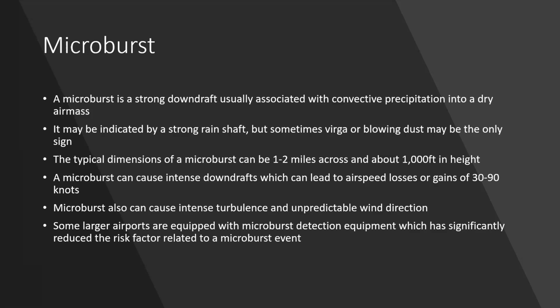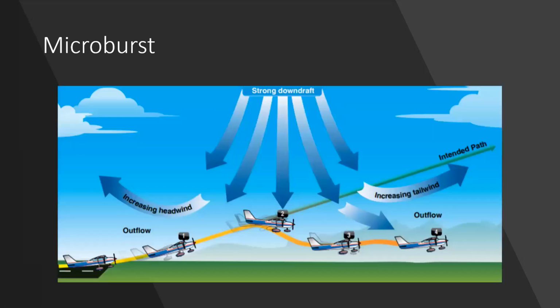They can sometimes be indicated by certain weather phenomena, like a rain shaft or blowing dust around the base of it. They can be very wide, up to 2 miles across and 1,000 feet in height. And like I said, they're very dangerous to aircraft, especially when landing. It can cause an insane amount of turbulence. Here's a picture of what a microburst would look like.